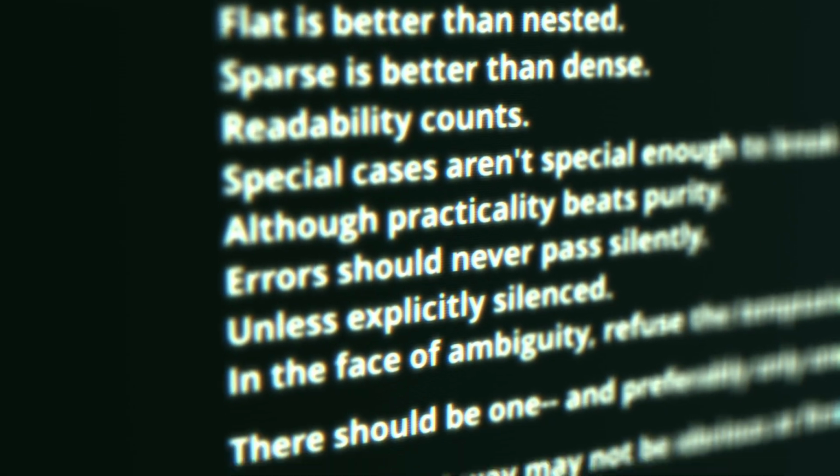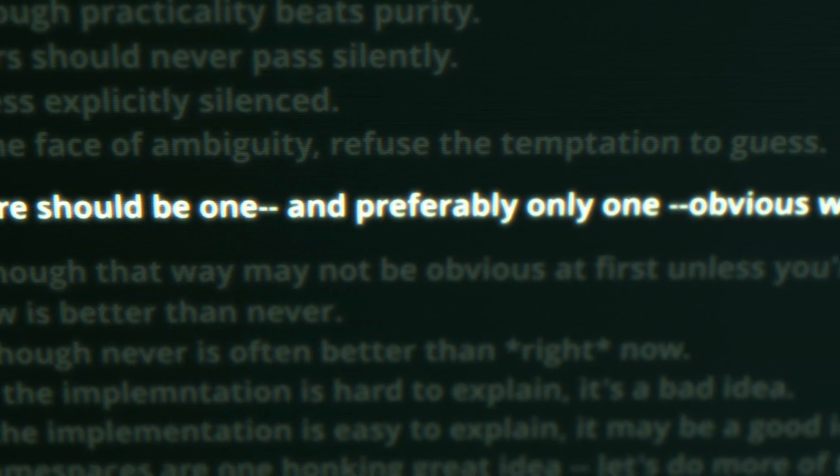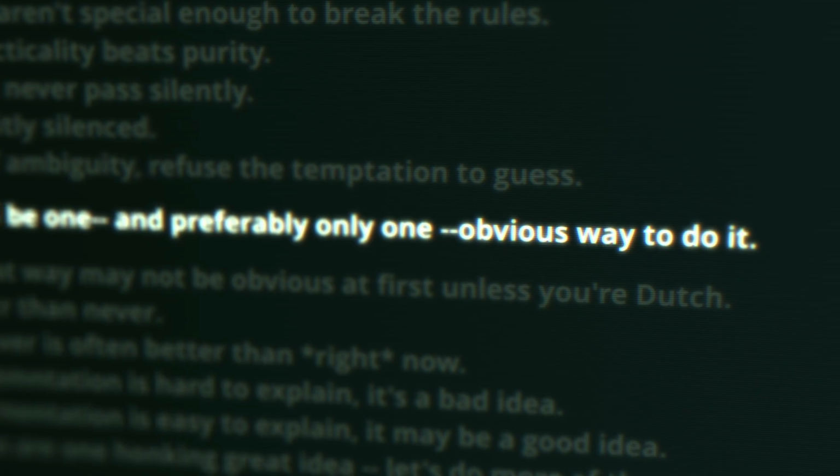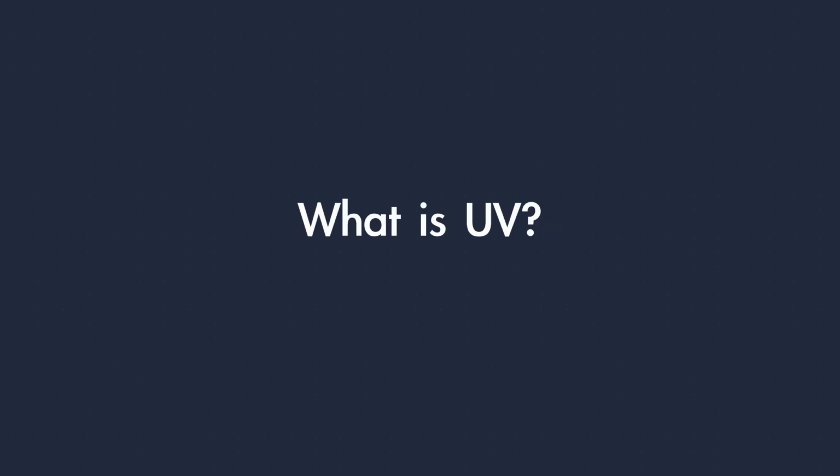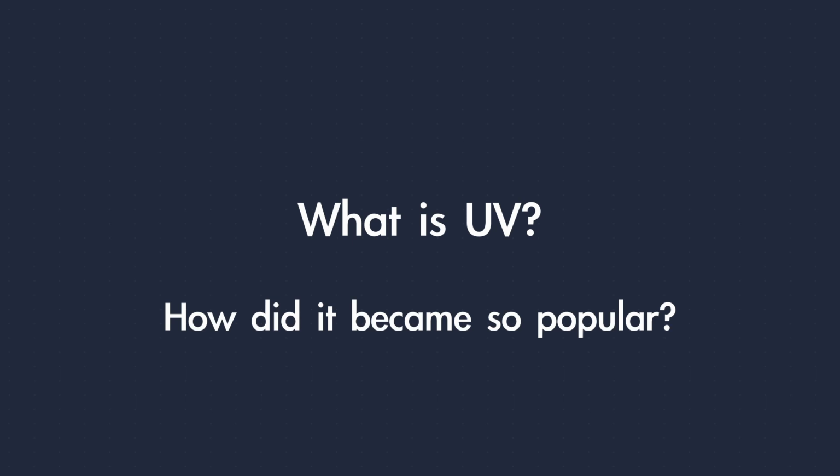The Zen of Python says there should be one, and preferably only one, obvious way to do it. And it's called uv. So, what is uv and how did it become so popular that it's now pretty much the default for every Python project? There are two main reasons for this.